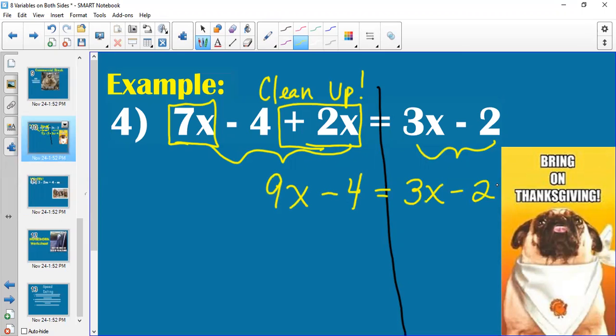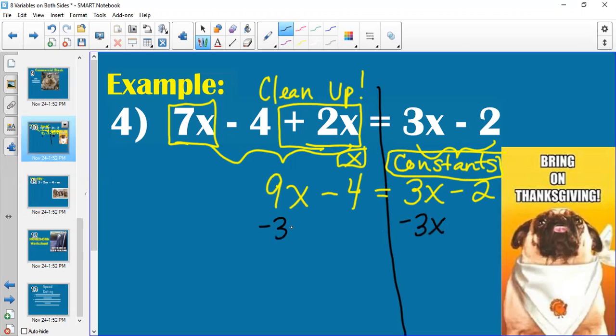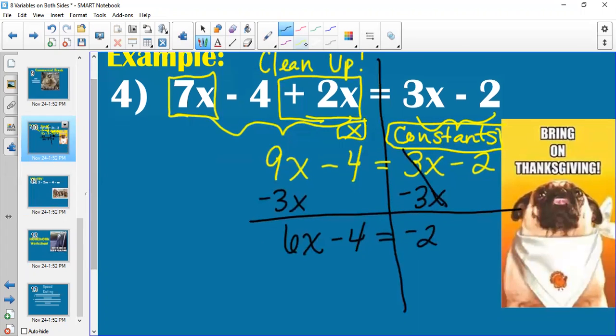Now when I want the x's to go to the left side and the constants to go to the right side, now is when I'm going to start switching sides, so I'm going to have to switch the signs. I want the 3x to go to the left side, so I'm going to switch that sign to a -3x, which is going to give me 6x's. Bring everything else down. And here we go. We're back at what you guys are comfortable with.